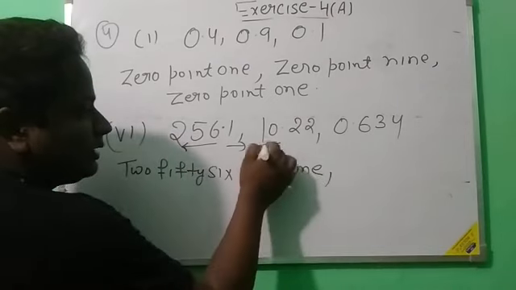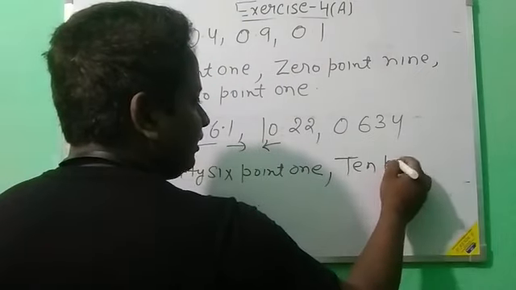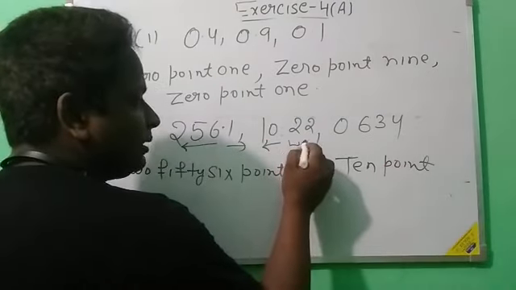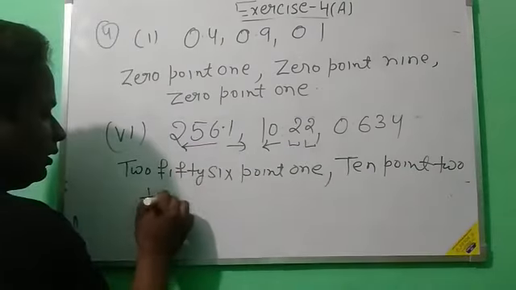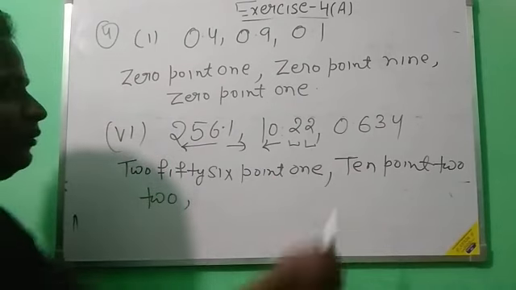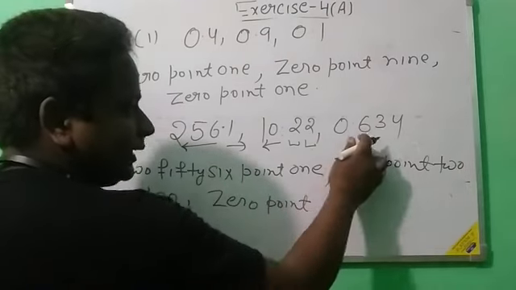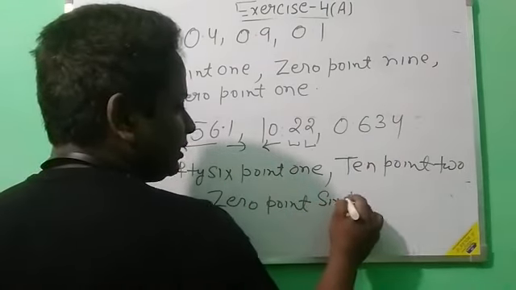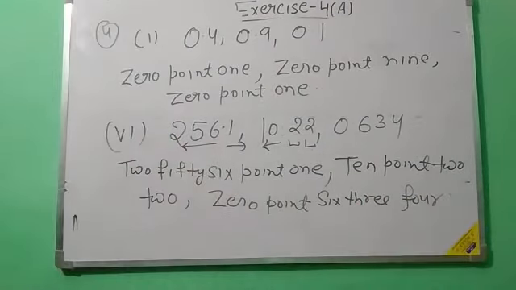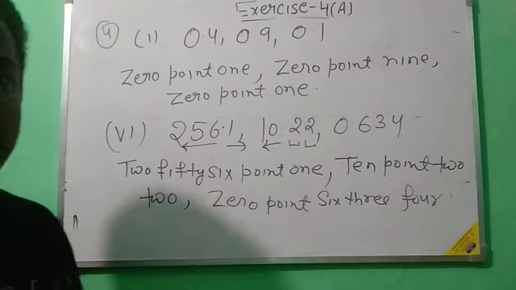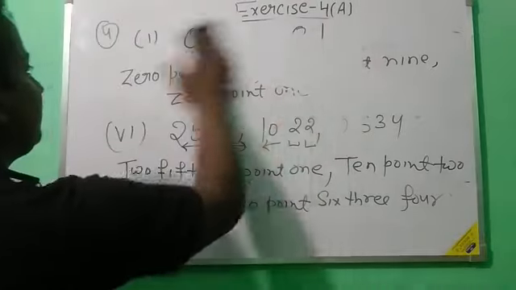So it is 256.1. Again, this is whole number 10. You will write 10, then this decimal. So you will write point. Now you will read these numbers alone. 2, 2. So it will become 10.22. Okay. Now 0 point. Now 6, 3, 4. 6, 3 and 4. So this was my question number 4. Very simple question.